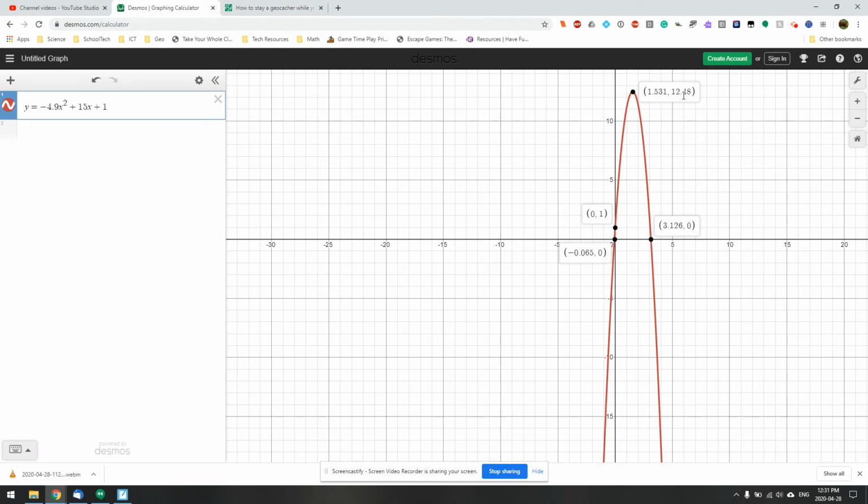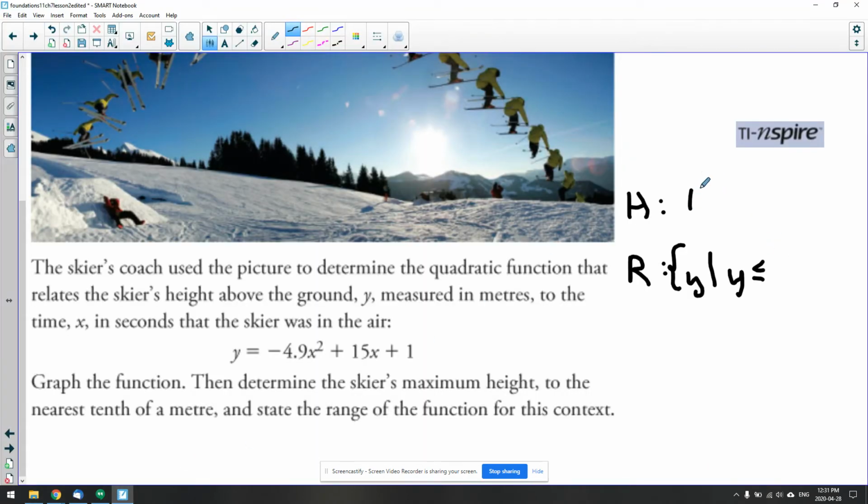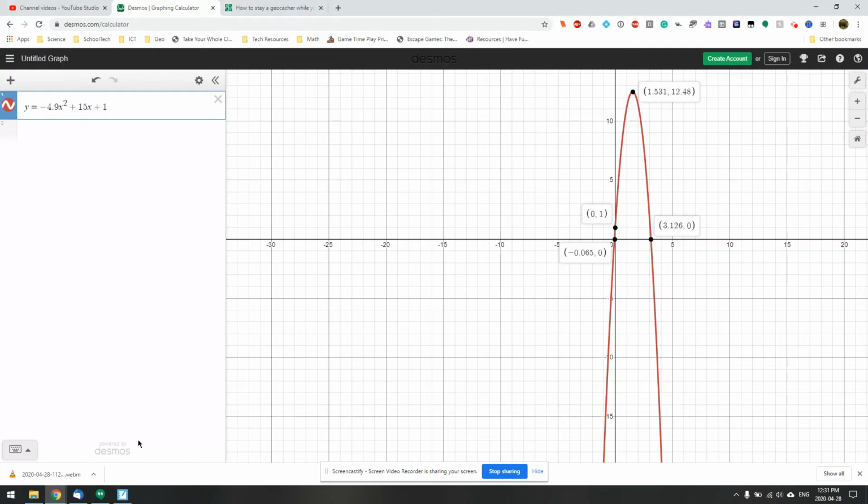So the maximum height, we look at our vertex point and we grab the y value, 12.48. I think it asked for the nearest tenth, so 1 decimal place. So its maximum height was 12.5 meters. And what is its range? So when we look at our y values, well, it's a real life example, so it's got to be between 0 and our maximum point here, our 12.5 meters. So let's fill that in.